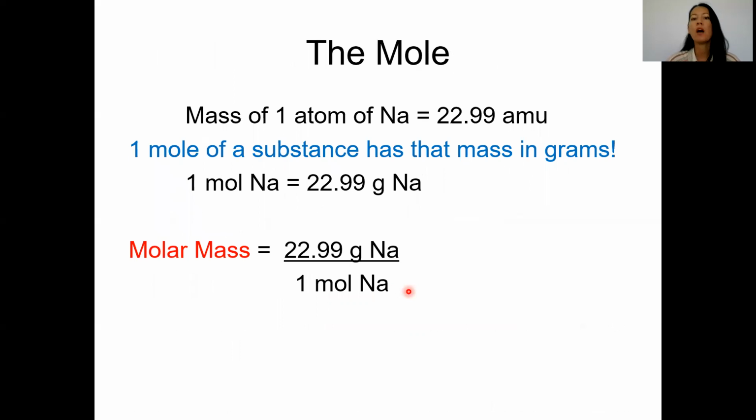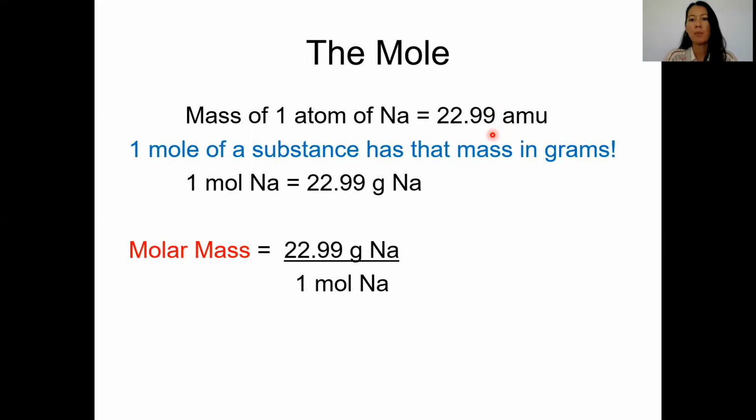Okay, we are moving on to the mole and doing a few calculations here. I already talked to you about the mass. The mass of one atom of sodium is 22.99. You can estimate the mass of sodium. Sodium has an atomic number of 11. Look at your periodic table. That means it has 11 protons, 11 neutrons. It should be around 22. But why is it higher than that?